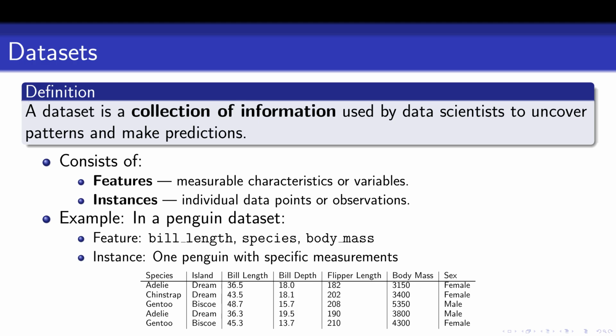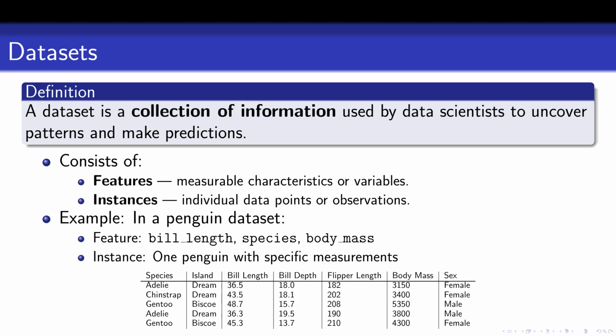To work effectively in data science, we need to understand datasets. These are the raw materials we work with. A dataset is essentially a structured collection of information that can be used to identify patterns and make predictions. Each dataset is composed of features and instances. Features are the individual variables or measurements, things like height, temperature, or income. Instances, on the other hand, are the actual data points, like a single customer's profile or one penguin's physical characteristics.